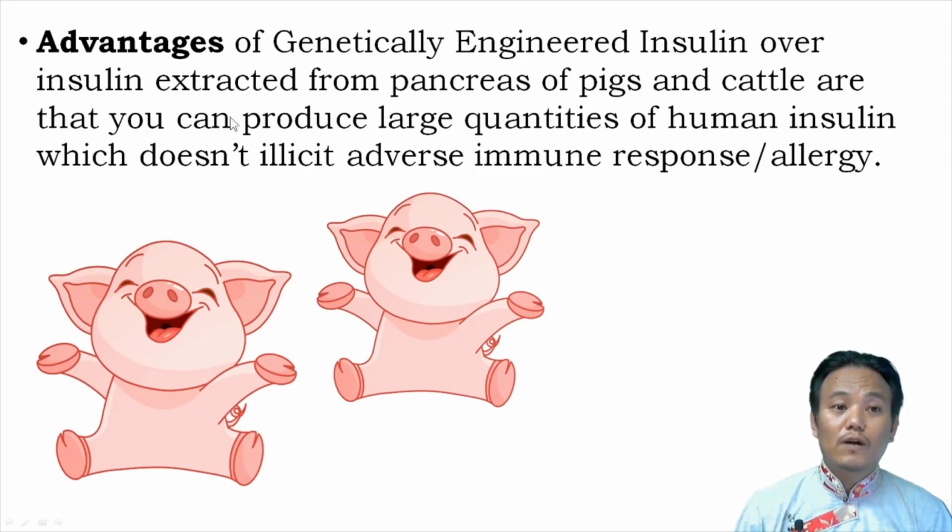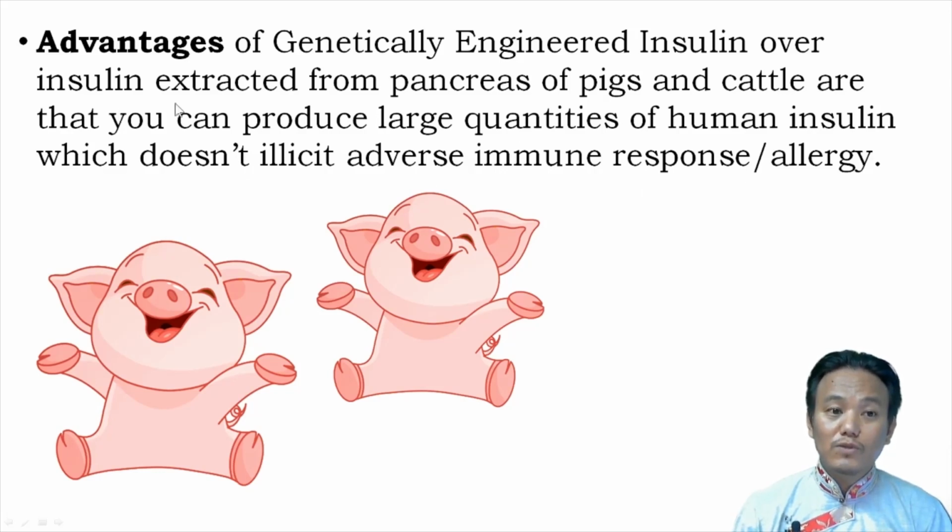And those advantages are, you can produce large quantities of human insulin now, right? You can produce this human insulin in large quantities by use of bioreactors. We have studied about bioreactors before, right? And if you use these genetically engineered insulin, they do not elicit adverse immune response or allergy, right? There won't be any allergy because that is now a human insulin produced by the bacteria. So therefore, these genetically engineered insulin won't elicit adverse immune response. So you have to remember that these are the two advantages, right?